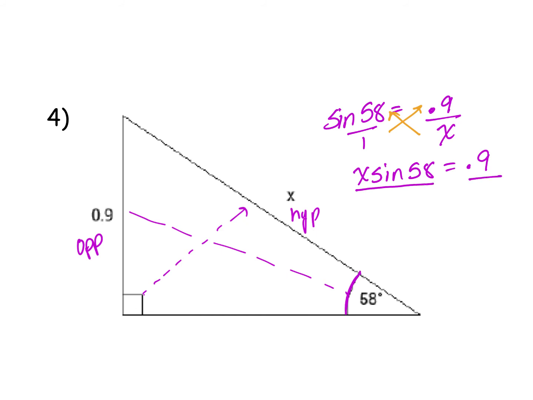Sine of 58. So I'm going to divide by sine of 58. So x is approximately going to be equal to whatever 9 divided by sine of 58 is. This time it's just a little different. If I'm looking for the side, I'm multiplying. If I'm looking for the hypotenuse, I'm going to divide. So it's going to be 0.9 divided by sine of 58. So this time it's 1.1.